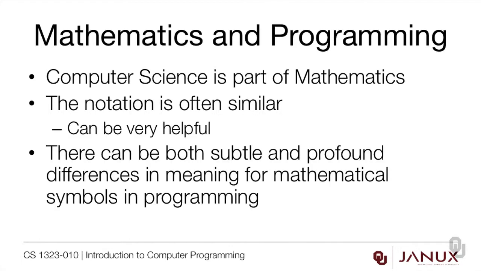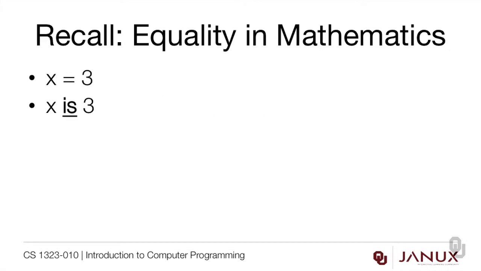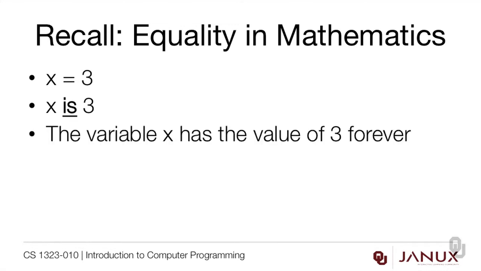The problem is that there are both subtle and profound differences in meaning for some mathematical symbols when they're used in programming, and that is a possible source of confusion. So let's talk a little bit about what the equal sign means in mathematics. When we say x equals 3, we mean x is 3. That is, the variable x has a value of 3 forever and ever and ever.